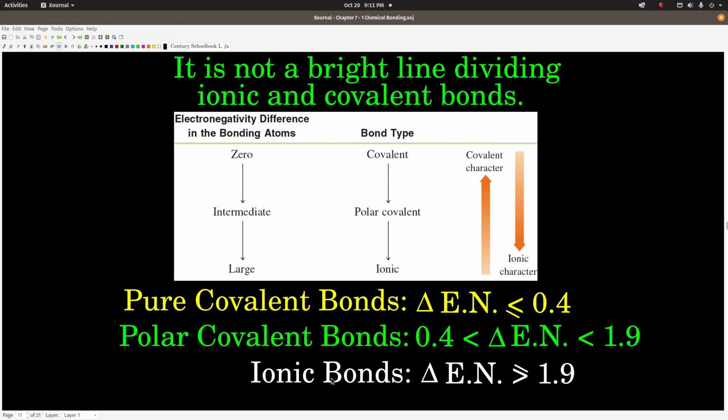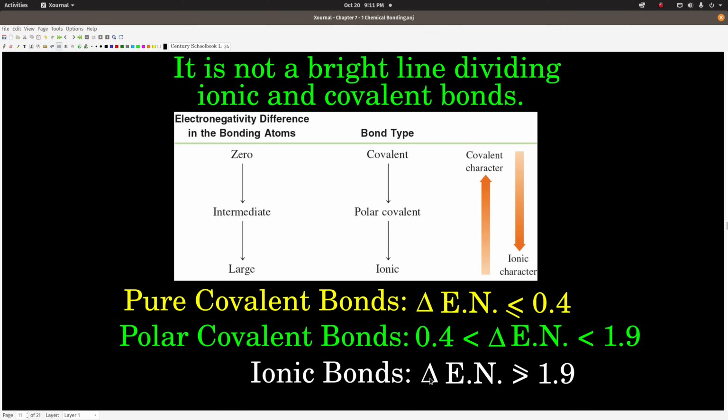Now, once we get a difference in electronegativity of 1.9 or bigger, then we start calling that an ionic bond. In an ionic bond, the difference in electronegativity is so big that the more electronegative element is basically strong enough to remove the electrons from the other element, and we have a cation and an anion. Now, it's not quite that straightforward.